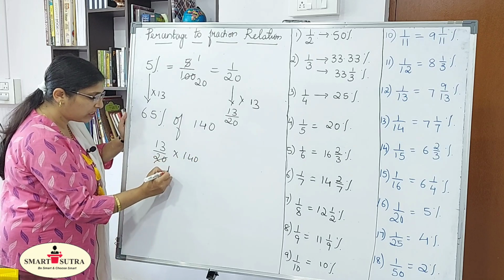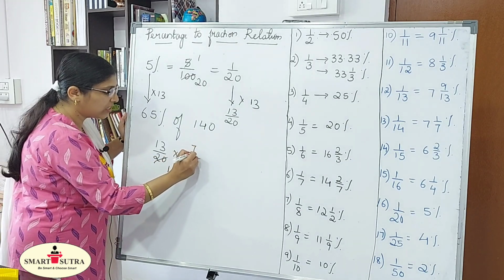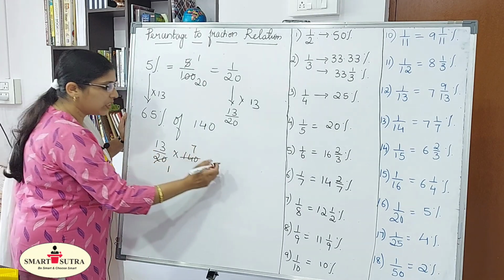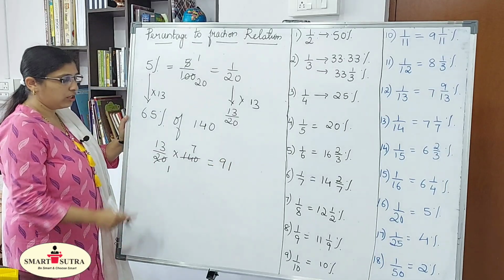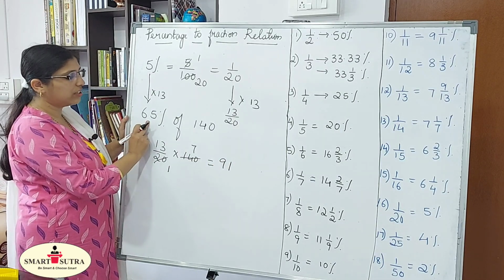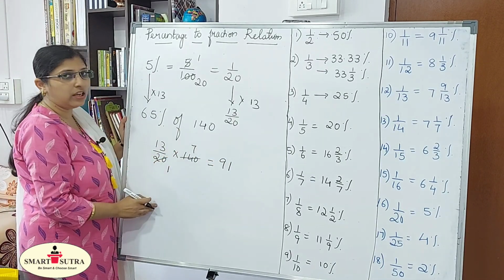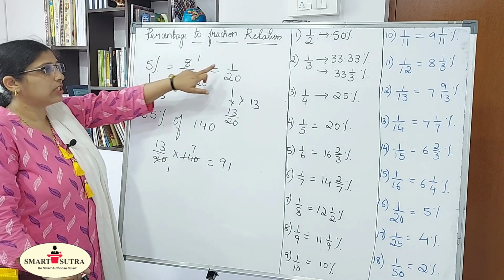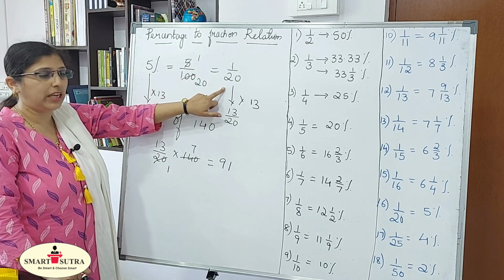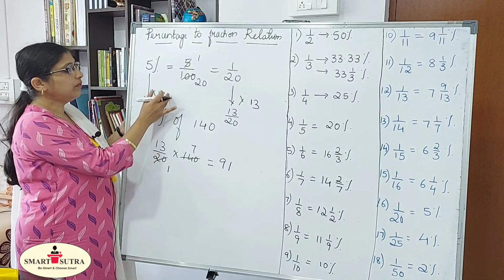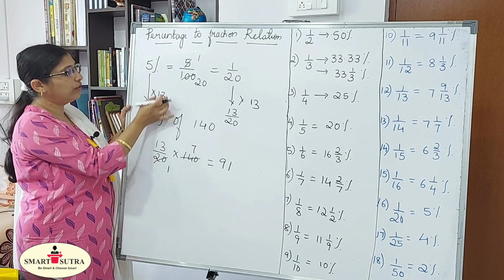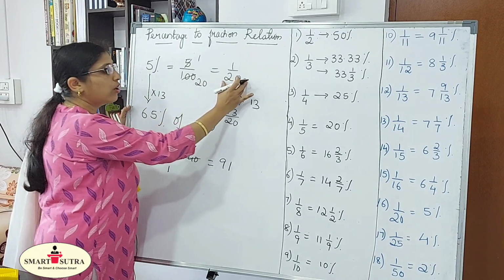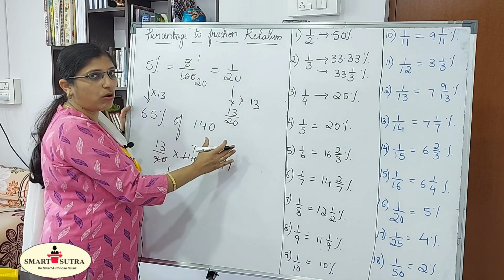Then in one step I can say 20 7s are 140, so 13 7s are 91. So in one small step we got 65% of 140 is 91. And how did this happen? By remembering that 5% is equal to 1 by 20. So the multiplication of the number with the percentage is the same as with the fraction.